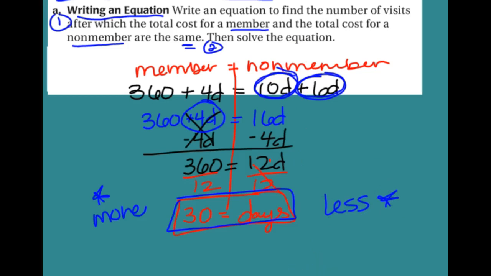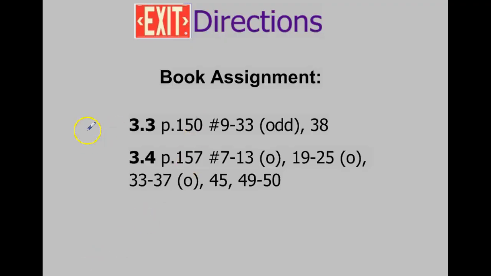Alright, your homework is out of the book. It is right here from 3.3 and 3.4. You need to do both sections. The O here means odds. This section, for example, you need to do all of them.